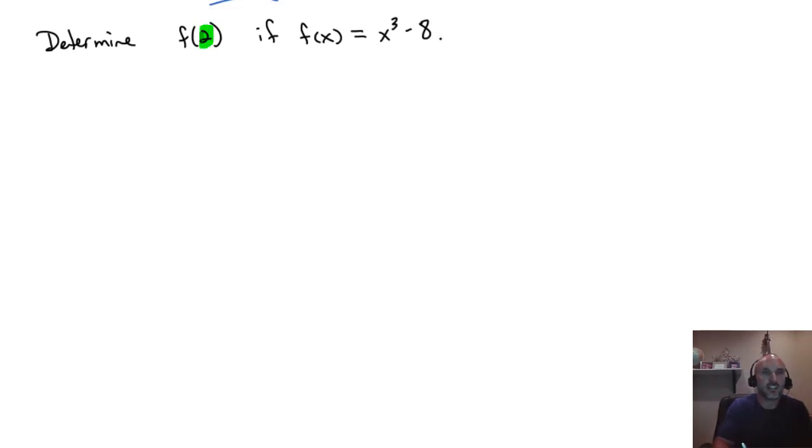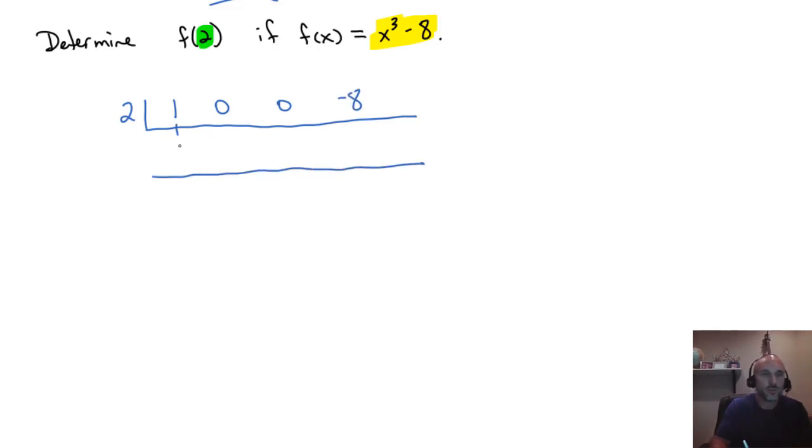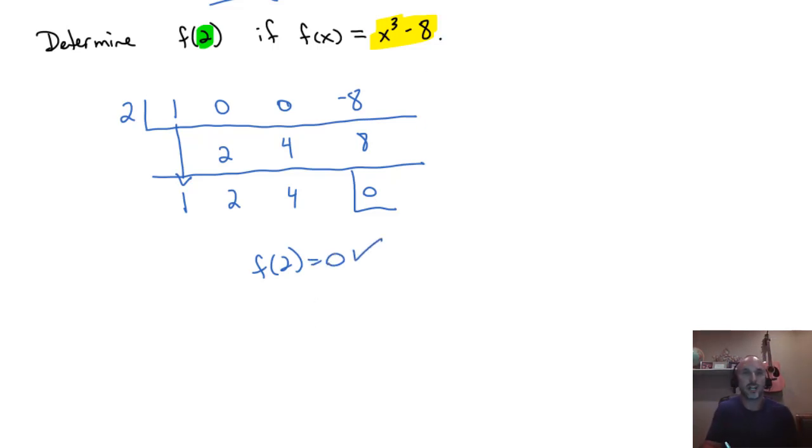Again, I take my input and put it in the divisor position in my synthetic division, and then my dividend is 1x cubed plus 0x squared plus 0x minus 8. We've got some 0 placeholders there. We drop our 1, and then we multiply and add. 2 times 1 is 2. 0 plus 2 is 2. 2 times 2 is 4. 0 plus 4 is 4. 2 times 4 is 8. Negative 8 plus 8 is 0. And that is f of 2. So f of 2 equals 0. Okay, which we knew by direct substitution. So this one was easy to see both ways.